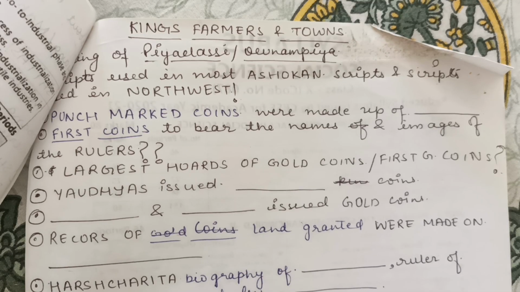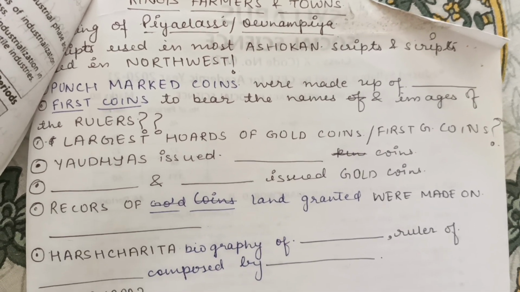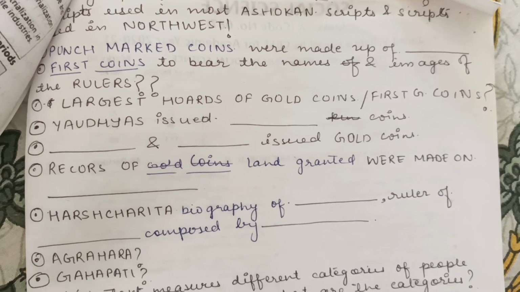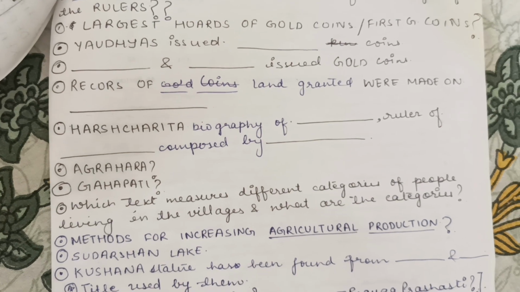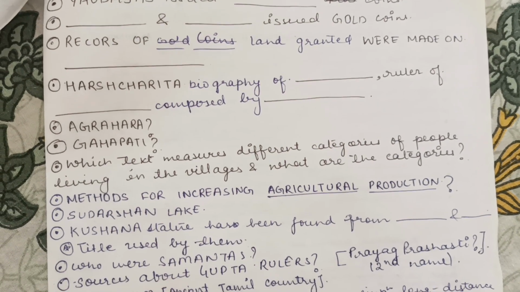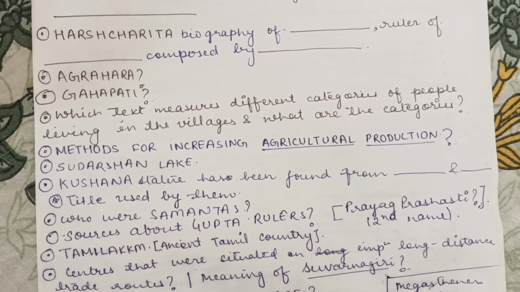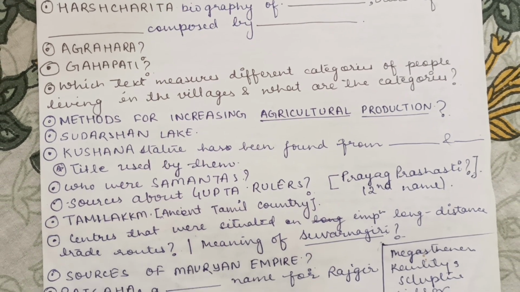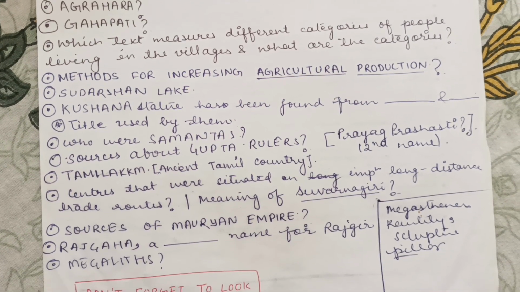Now I will be showing you some notes which I made during my board preparations. These are the notes of the chapter Kings, Farmers and Towns, I think chapter 2 of your class 12th history textbook. See, I have not written complete sentences. Instead, I have mentioned in question form so that I can recall what I have learned. Also, I have written only those points which I was unable to remember from the book.